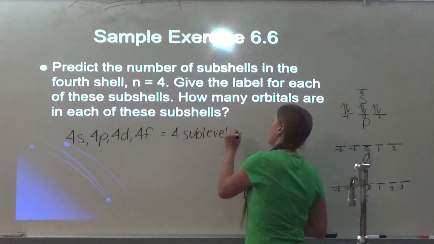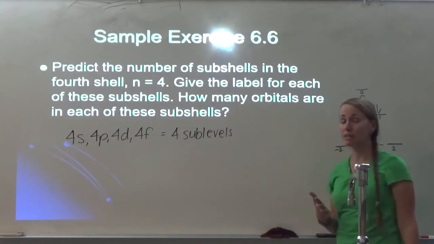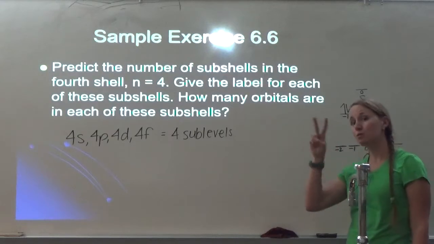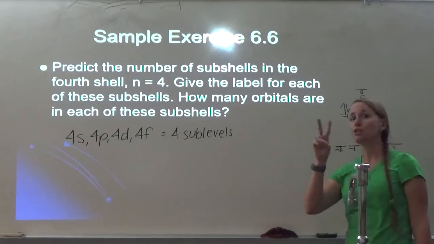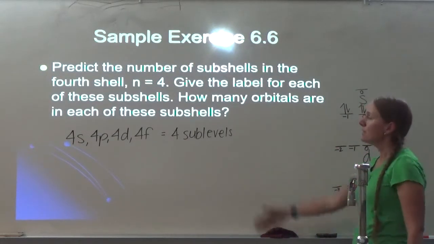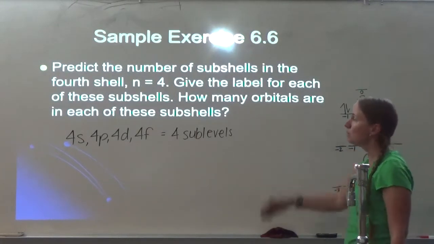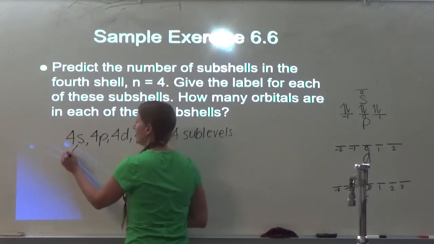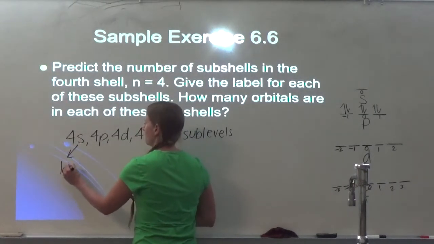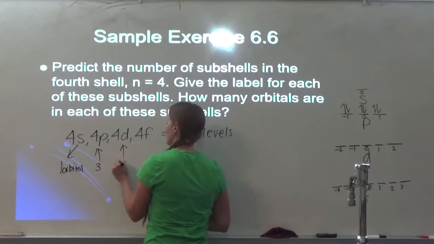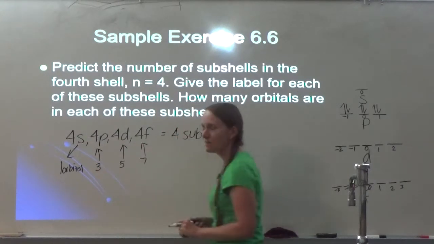Y'all, the principal energy level tells you how many sublevels. So n equals 1 has 1 sublevel, 1s. n equals 2 has 2, 2s, 2p, like that. So n equals 4 has 4: 4s, 4p, 4d, 4f. Then it says how many orbitals in each of these. Well, we all know s has 1 orbital, p has 3 orbitals, d has 5 orbitals, and f has 7 orbitals.